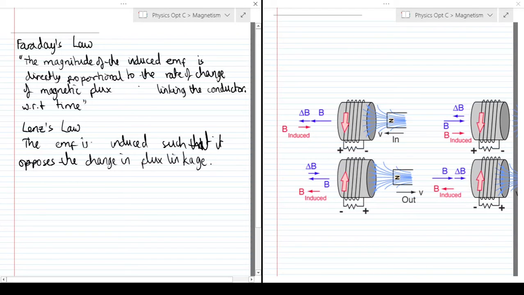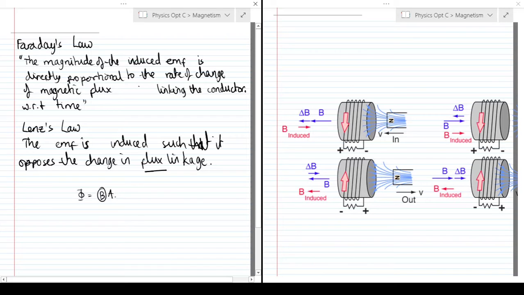So your EMF, if you are ever required to check the polarity of your EMF, will always be induced in such a way that it will oppose the change in flux linkage that caused it to exist in the first place, right? Now, Lenz's law mentions flux linkage and not flux density, right? But remember again, there is a very straightforward relationship between flux linkage and magnetic flux density. So to talk about one is to talk about the other in this particular situation, right?